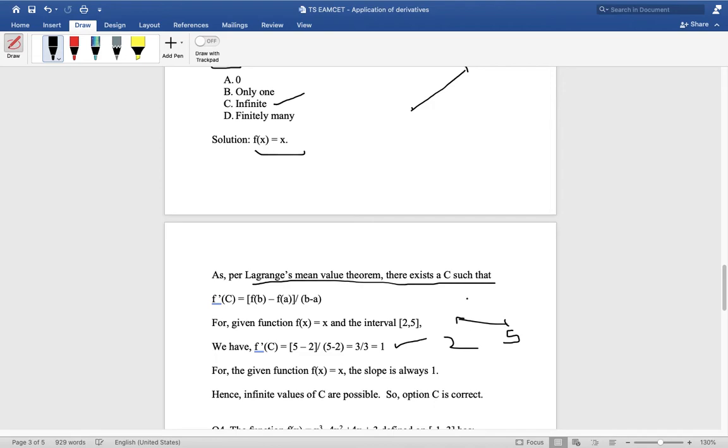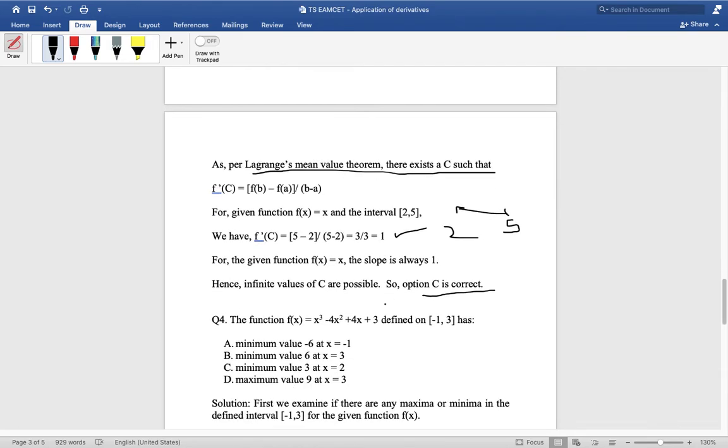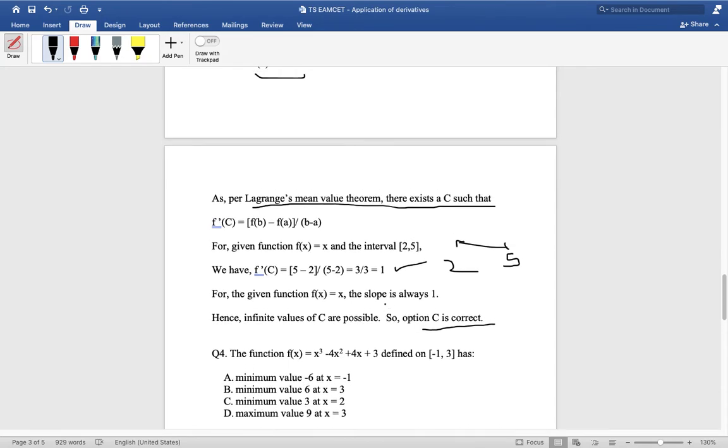So this is infinitely many points like 2.1, 2.2, 2.3, 2.31, 2.32, 2.331. You get the point of what I'm trying to say. So infinitely many points. So option C is correct. Now let us look at question number 4. Again a very simple problem.